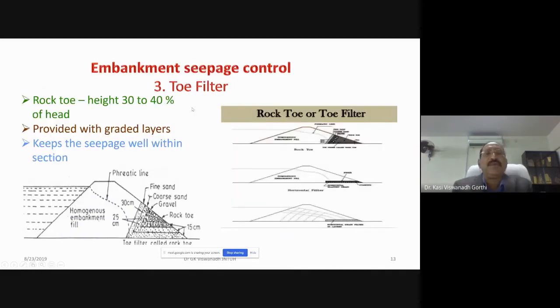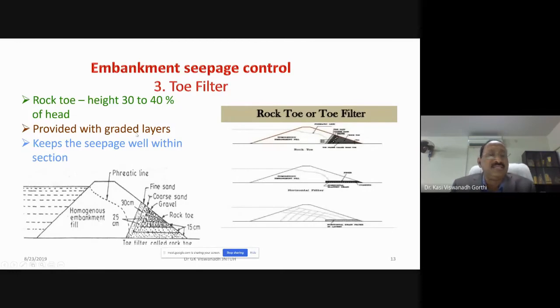Third one is to provide a toe filter. A rock toe will be provided with a height of about 30 to 40% of the head, and this is provided with the graded layers also. You can see in the figure how the graded layers are provided for a rock toe or a toe filter. So one layer of fine sand, one layer of coarse sand, and one layer of gravel, followed by the rock toe. So this is how a toe filter will be provided at the toe section.